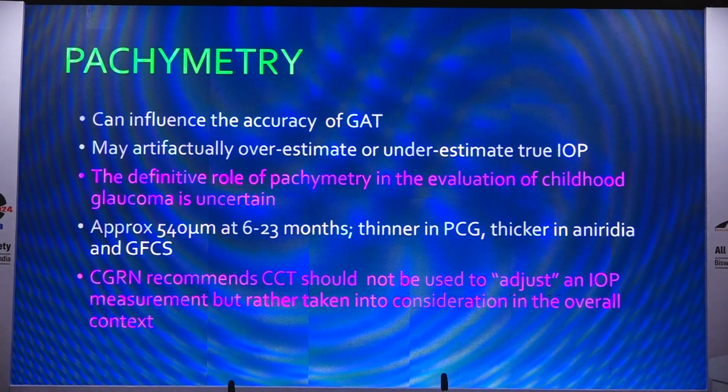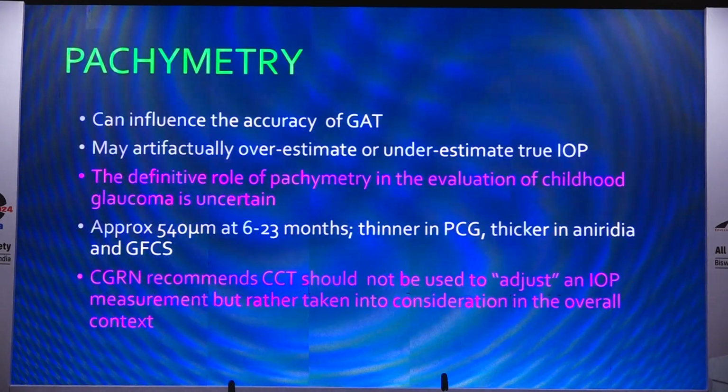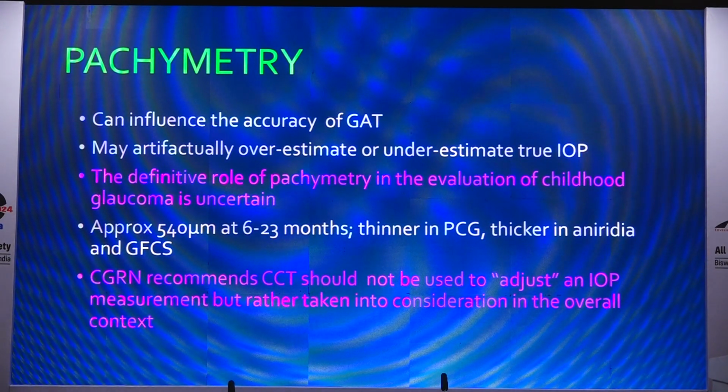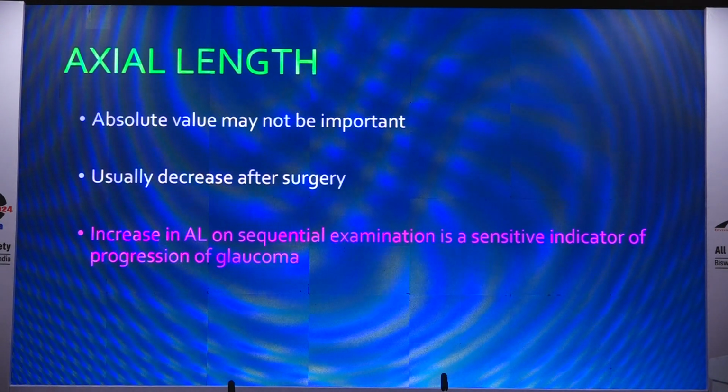The pachymetry is not so important in pediatric glaucoma. The definitive role is uncertain. However, the CGRN recommends that CCT should not be used to adjust an IOP measurement, but it should rather be taken into consideration in the overall context. The axial length, on the other hand, is very important in pediatric glaucoma, although the absolute value may not be important, and it usually decreases after surgery.